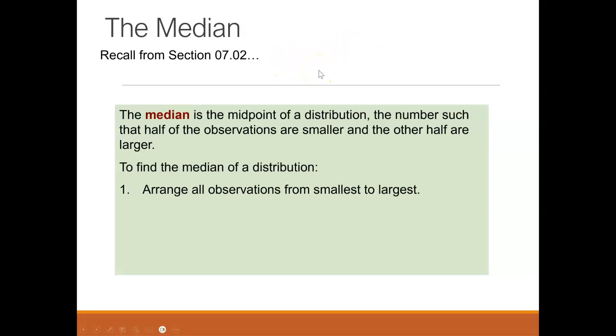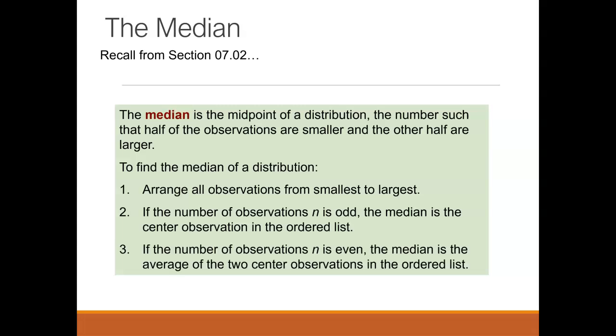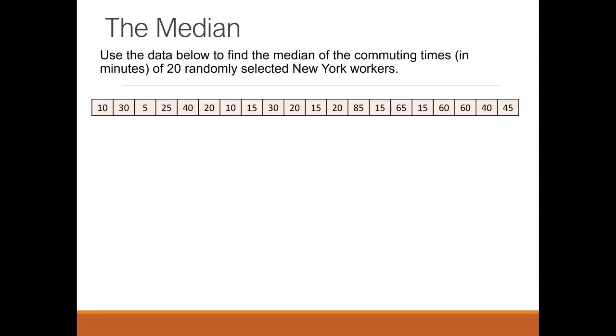To find that median, we arrange everything from smallest to largest. If we have an odd number of observations, it's easy. It's just the middle number. If we have an even number of observations, it's going to be the average of the 2 middle numbers, just the same as we talked about last time, right? So let's say we have a distribution that looks like this, and we want to find the median.